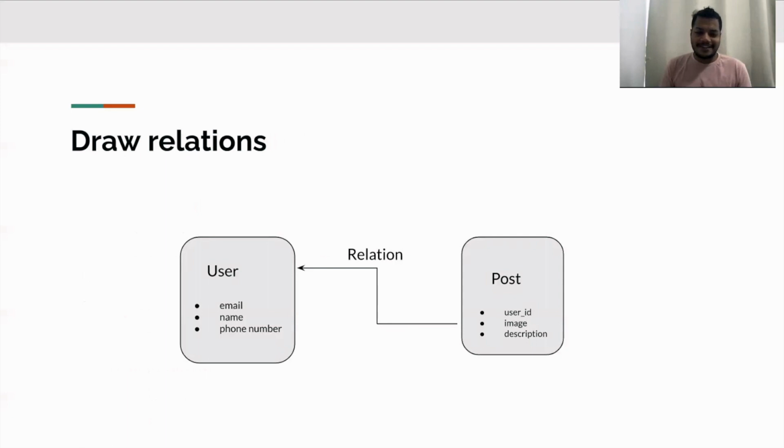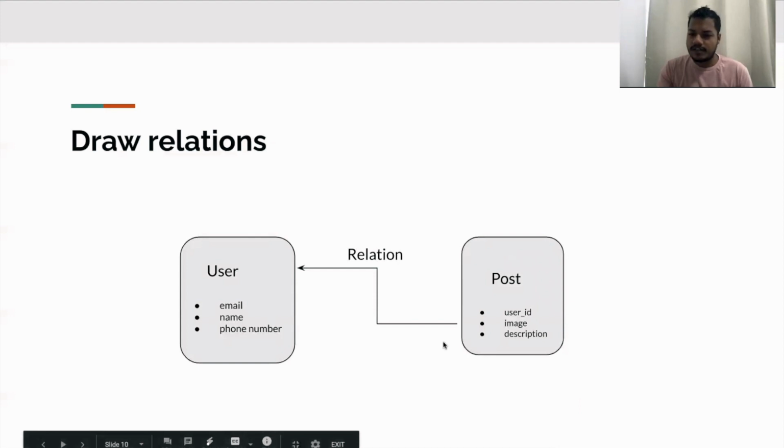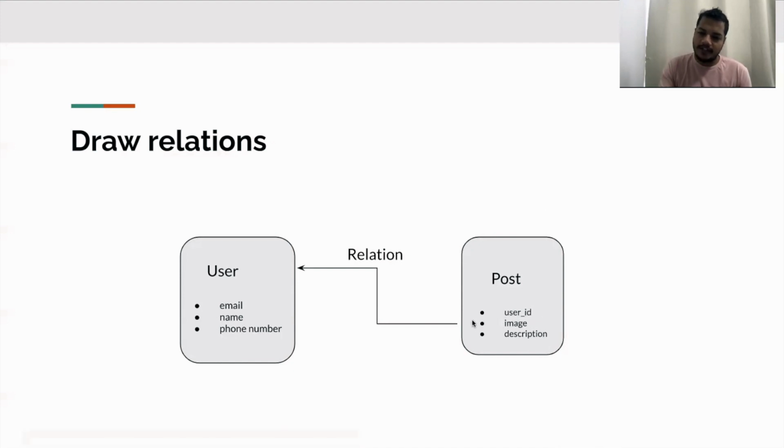Now it's time to draw relations. As you can see in this diagram, there are two entities. One is the user entity and the other is the post entity. The user entity has its own attributes, and there can be many more. Similarly, the post entity has its own attributes. However, we understand from the requirements that a user can create posts. So there should be a link between the user entity and the post entity, and that is the relation we're talking about. When the user creates a post, we also want to capture the information of the user. And that is why we store the user ID and link it to the user entity.